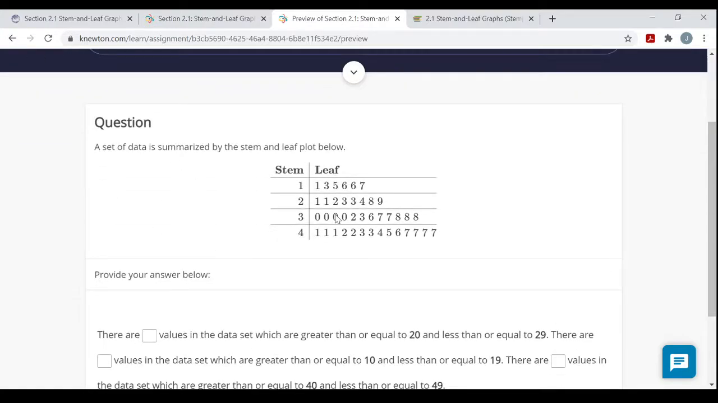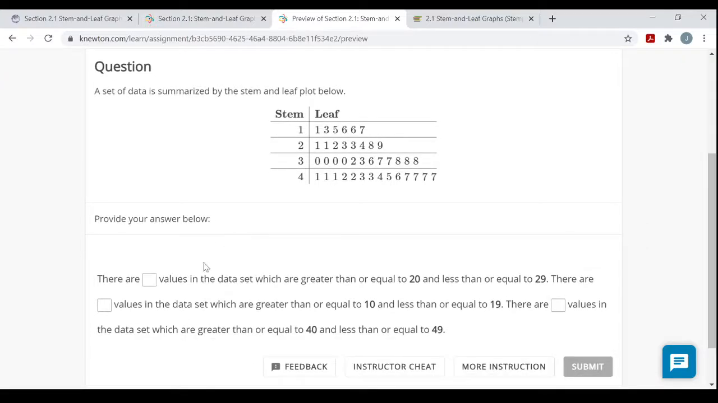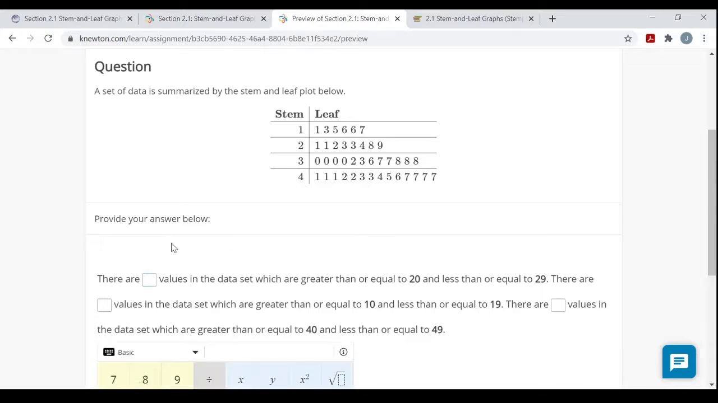So there's another stem and leaf plot for some set of data. There are blank values in the 20s: 21, 21, 22, 23, 23, 24, 28, 29. Count the leaves. There are 8 of those, right? 8 values in the 20s. How many values in the 10s? 11, 13, 15, 16, 16, 17. That's 6 leaves there, 6 values in the 10s.